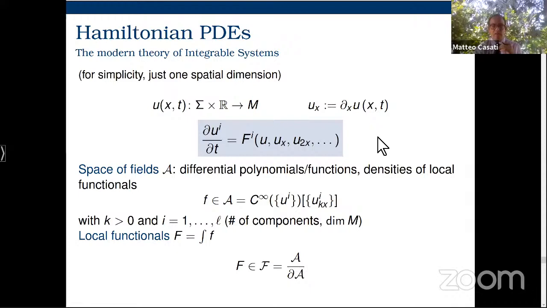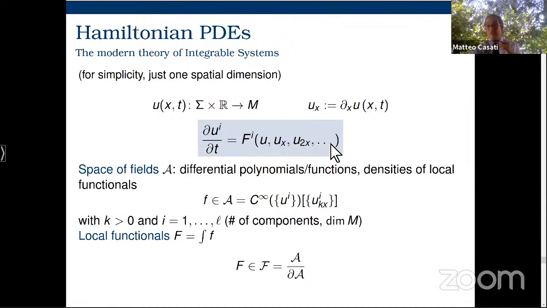We are interested in functions of, let's say, two variables, a space variable X and a time parameter. This function obeys an equation of motion of evolutionary type. So the partial derivative of the function with respect to time is some expression that depends on the function and on its derivatives. Possibly it depends on time itself, but I will take the easy way and forget about explicit dependence on time.